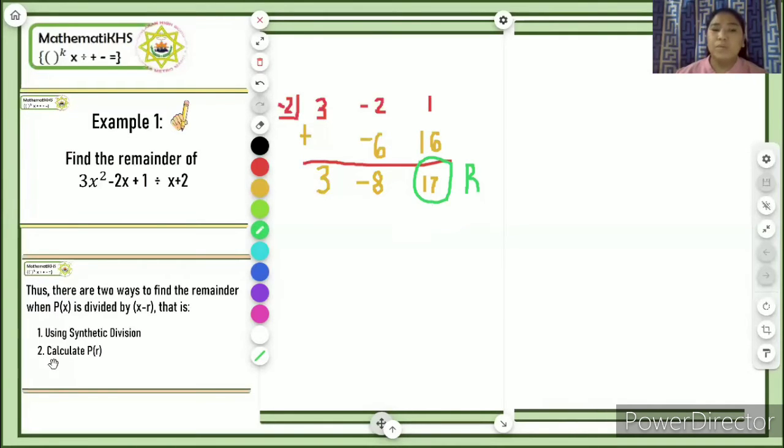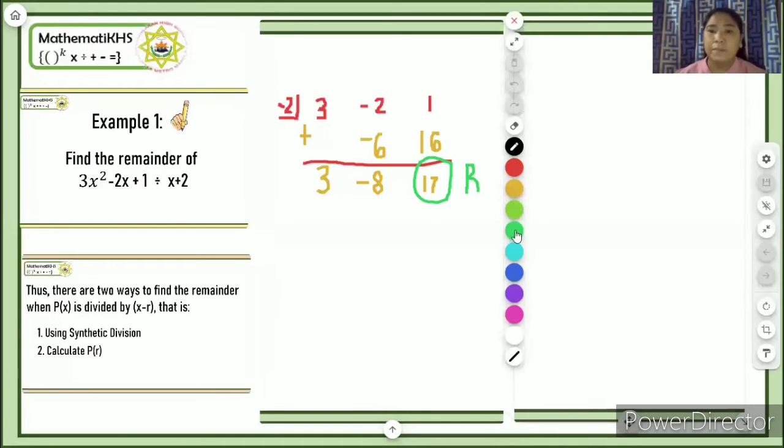So what about when we calculate p of r? How do we make it? Sa p of r, yung r, isa-substitute natin dyan yung negative 2. Kasi we will have x plus 2 is equal to 0, and our x will be equal to negative 2. So magiging p of negative 2 equals natin doon sa ating polynomials.